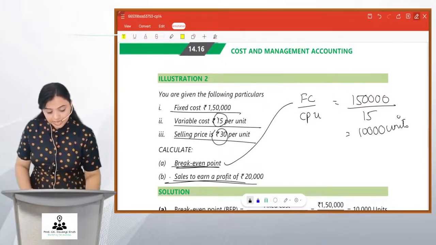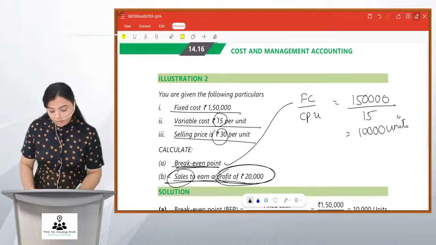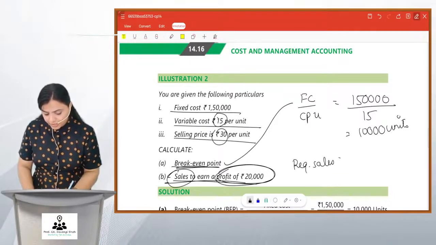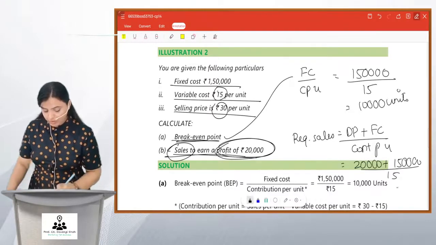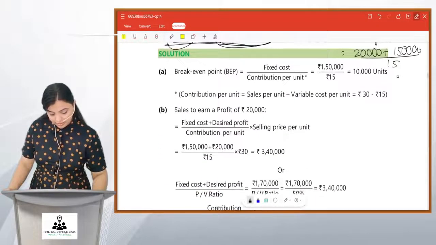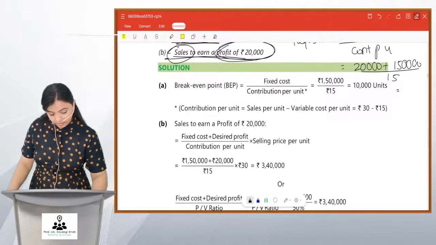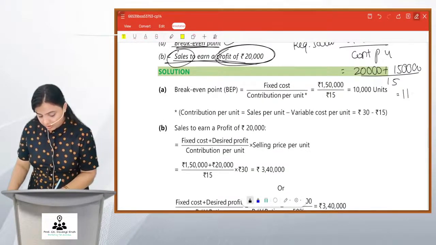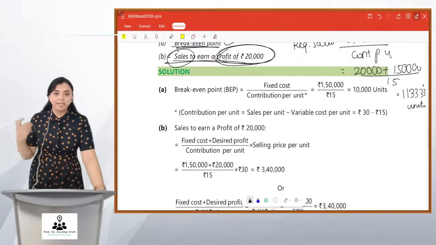Then it says calculate sales to earn profit of 20,000. So friends, when you earn profit of 20,000, what will be the sale? This is the question. So friends, we use the formula of required sales, which is desired profit plus fixed cost upon contribution per unit. Your desired profit is 20,000. Your fixed cost is 1,50,000. And your contribution per unit is 15. What do you get? 1,50,000 plus 20,000 divided by 15. Friends, it is 11,333 units, 0.3 recurring. So if the company sells these many units, it will be able to get the profit.